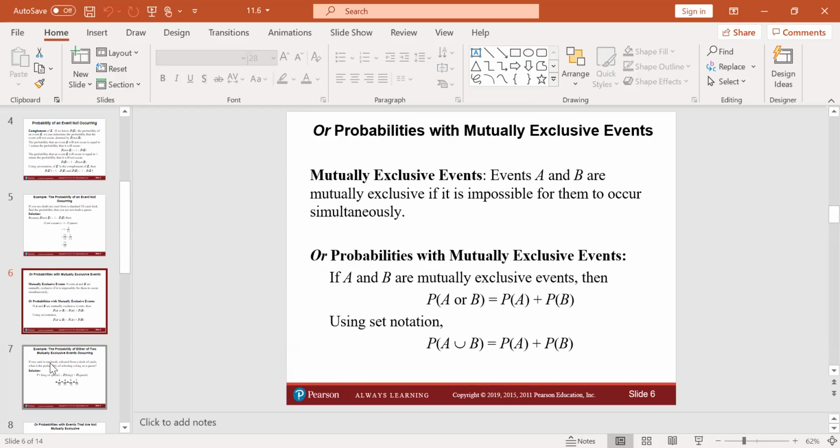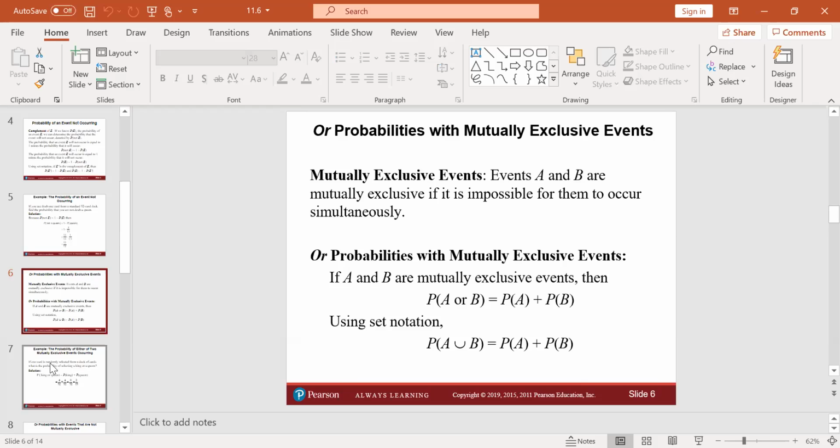Next up, we can talk about something called a mutually exclusive event. Two events, A and B, are mutually exclusive if it is impossible for them to occur simultaneously. So let's think of some mutually exclusive events.